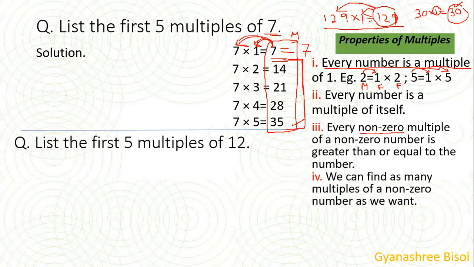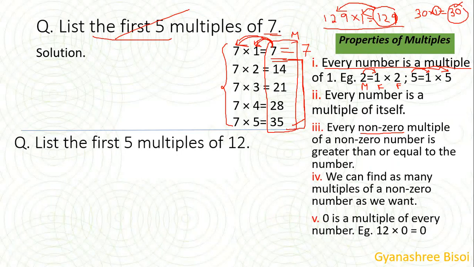Next, we can find as many multiples of a non-zero number as we want. See here, in the question it has been written the first 5. That's why we multiplied and found only 5 multiples. If it had not been written first 5, just write the multiples of 7, then we would keep multiplying 7: 7 multiplied by 6, 7 multiplied by 7, 7 multiplied by 8 and so on. We can get as many multiples of 7 as we want. I hope this is clear.